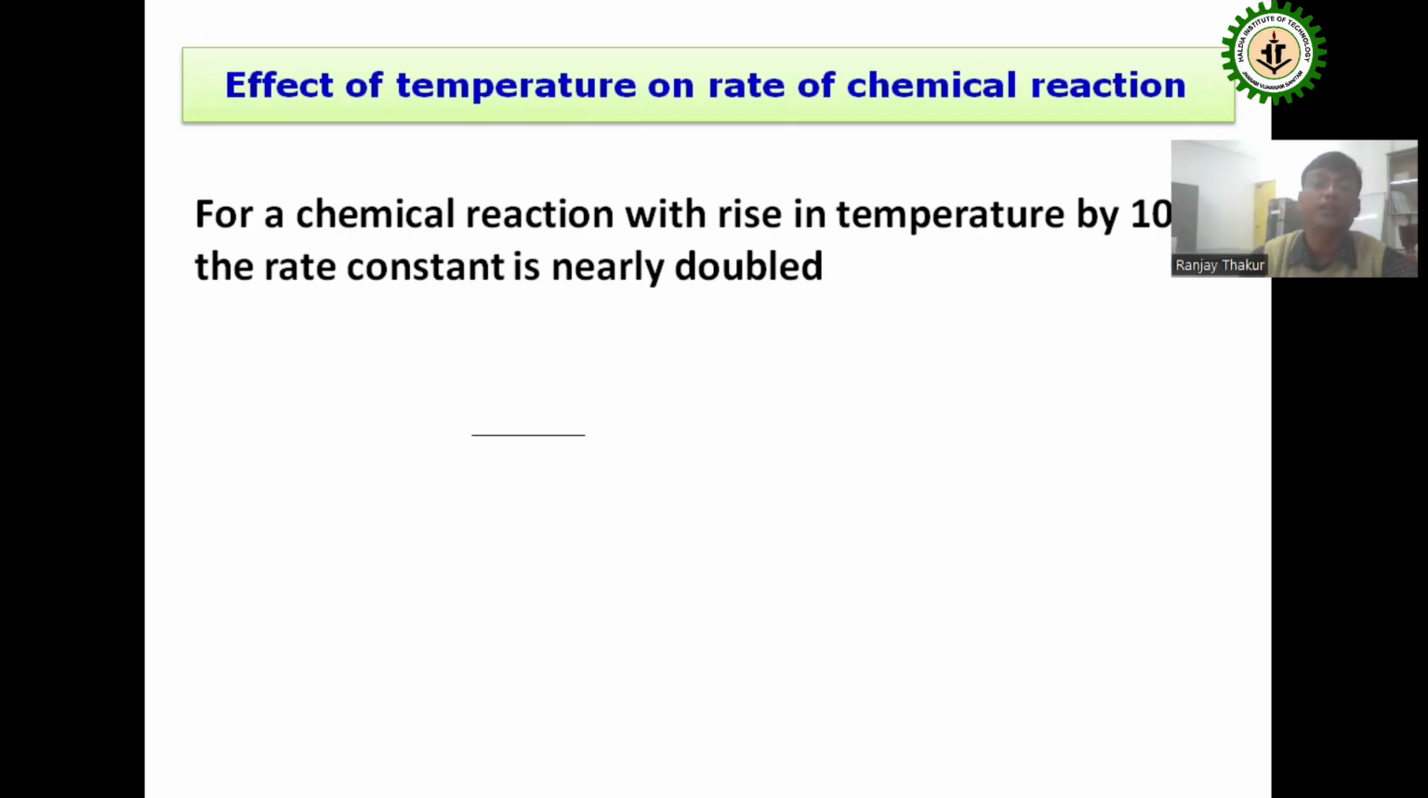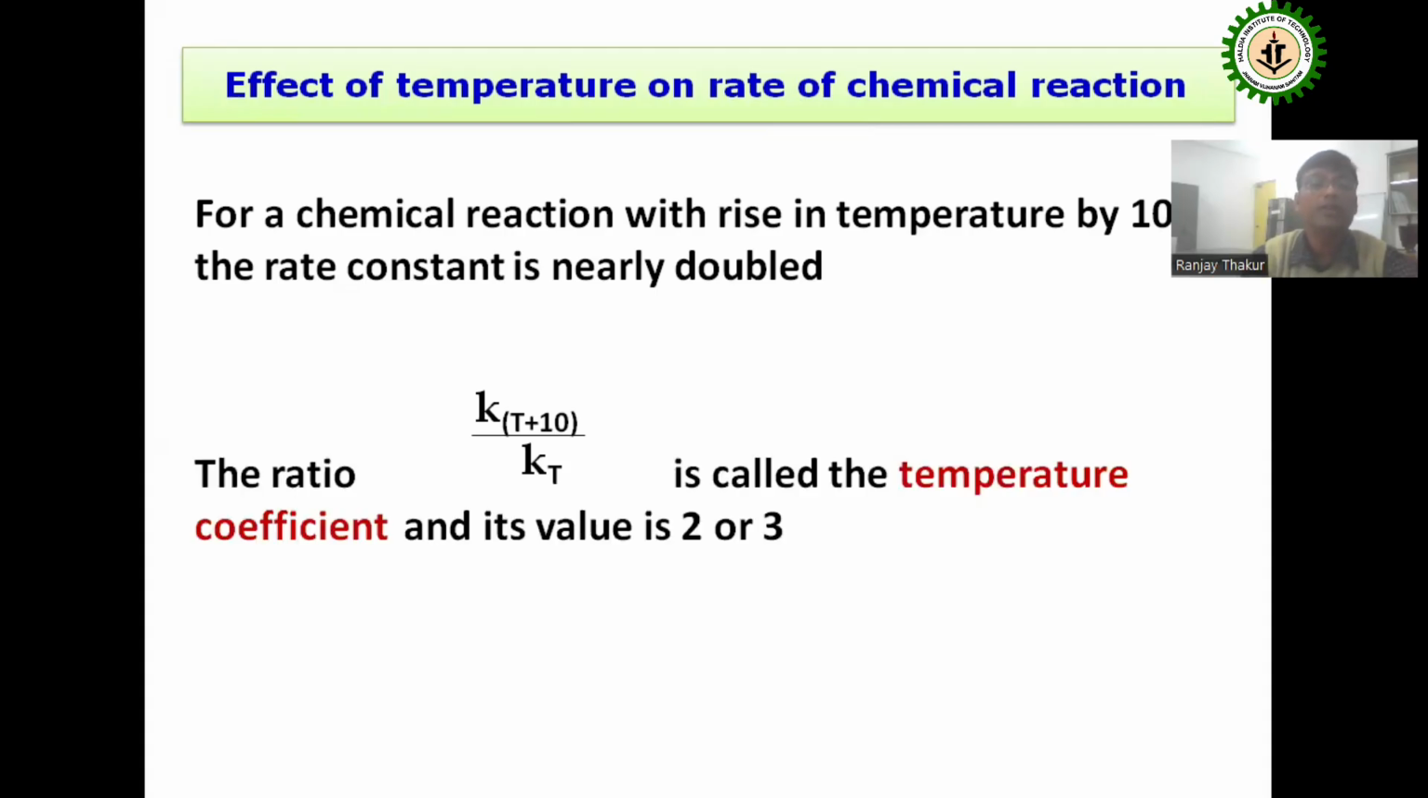It has been practically seen that for a particular reaction, if you increase the temperature by 10 degrees, then the rate of reaction becomes doubled or tripled. Generally, it becomes double. So that is expressed by the temperature coefficient, which is the ratio k(t+10) divided by k(t), where k is the rate constant.